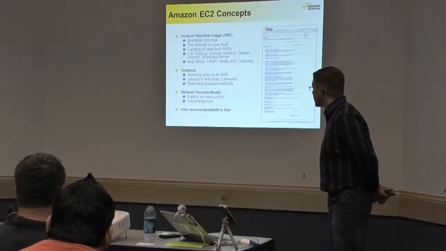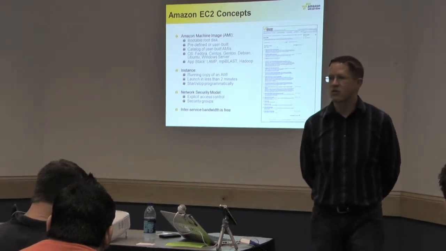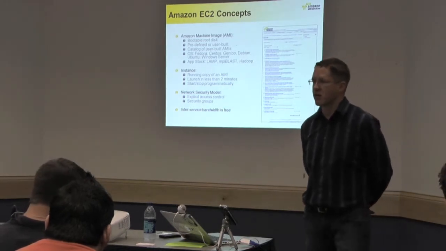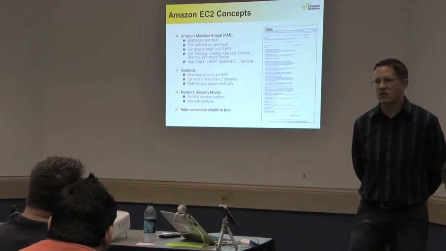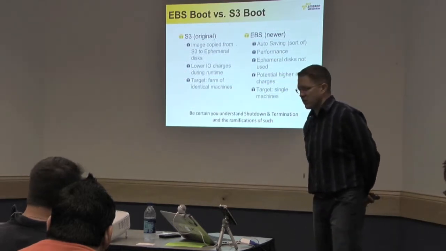Network security model, they have this explicit access control. So they have this thing they call groups. A group should be equivalent in your mind to a firewall, sort of a bounding firewall. And it's very easy to control and manipulate. This is something I want to focus on.